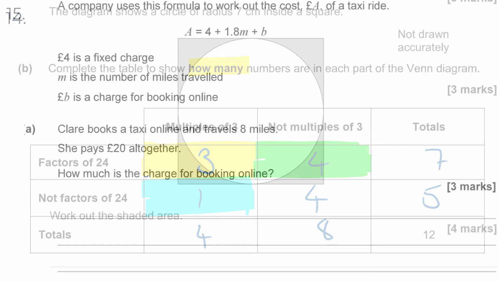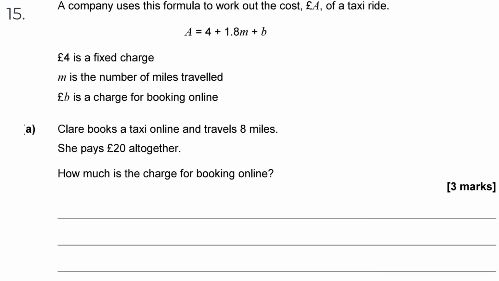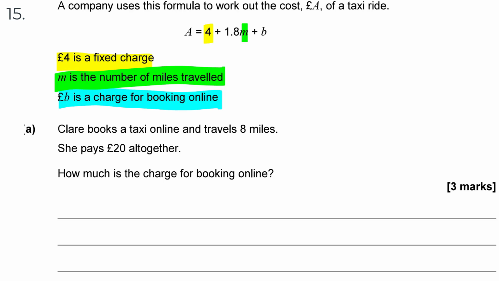Okay, all done. A company uses this formula to work out cost A of a taxi ride. So cost A is equal to 4 plus 1.8 times M plus B. £4 is a fixed charge, so that's that bit there of the calculation. M is the number of miles travelled, so you times that by 1.8. So basically you're being charged £1.80 per mile plus the fixed amount of £4. And then B is the booking charge online, so then you also have to pay that amount on the end. Okay, doesn't say what the booking fee is at the moment, maybe that tells us later on.